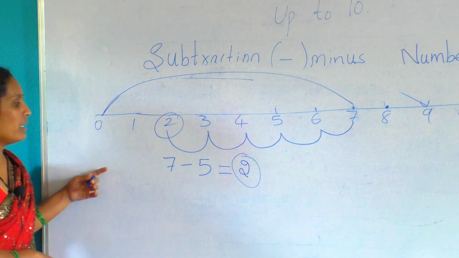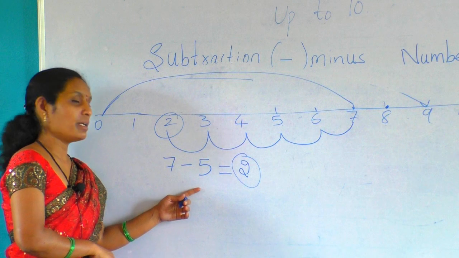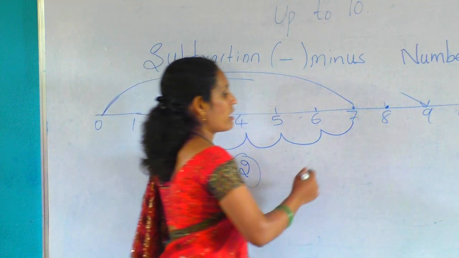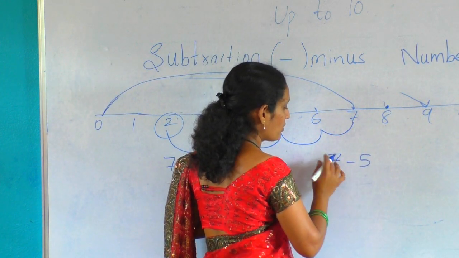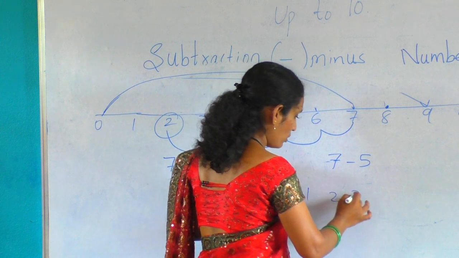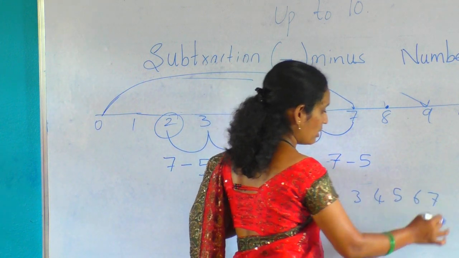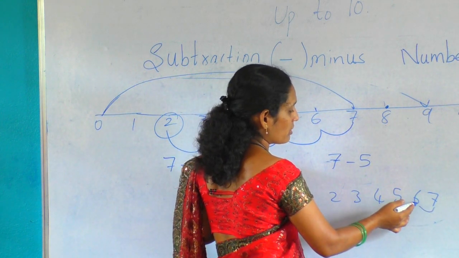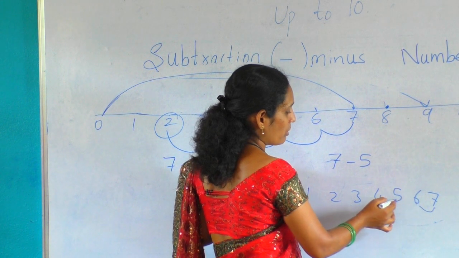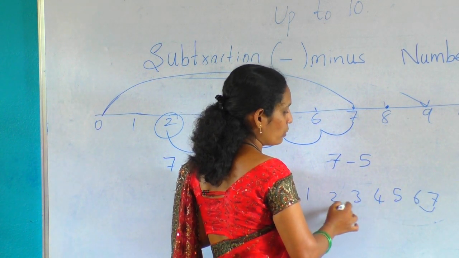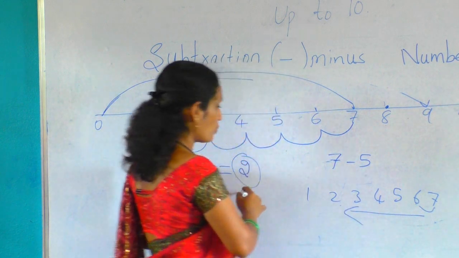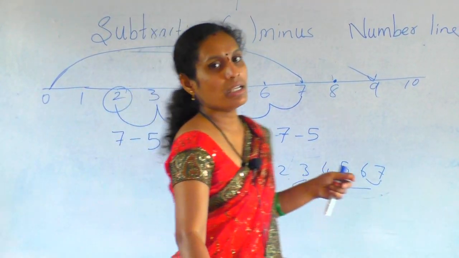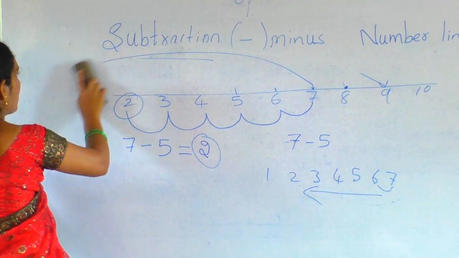Come back side. If the first number is 7 and the second number is 5, then you should read backward 5 numbers. See, 7 minus 5 means, see, I wrote here 1, 2, 3, 4, 5, 6, 7. Minus 5 means read backside. Before 7 is 6, before 6 is 5, before 5 is 4, before 4 is 3, before 3 is 2. So the difference, the answer, is 2. Understood? So this is subtraction on a number line.